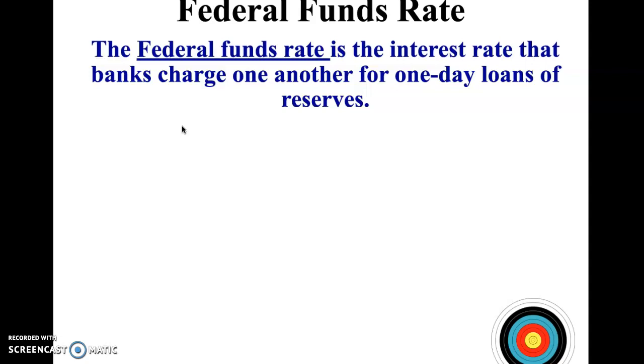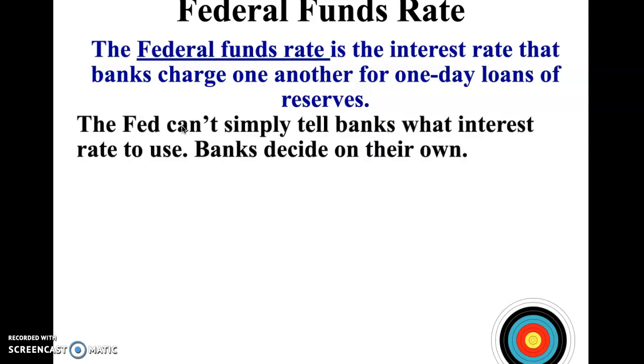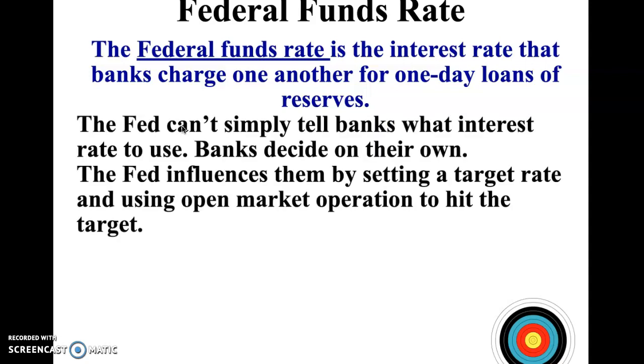They can borrow it from the Federal Reserve through the discount rate, or they might be able to do it cheaper by borrowing money from other banks. This is called an overnight loan. This is what the federal funds rate is trying to reach. Banks can dictate and determine their own interest rates, but they can be heavily influenced by how easy money is to get from the Federal Reserve. So the Fed influences them by setting a target rate and using open market operations to hit that target.